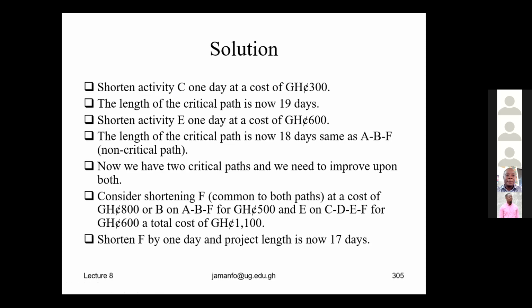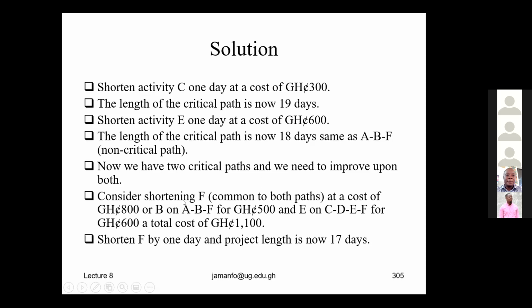Now, look at this. This option here is that we can shorten F, which is common to both paths, or we can decide that, okay, when we pick ABF, the lowest cost is 500, so we shorten B on ABF. And then we come and crash E by another day, because originally E had 2 days and we crash it by 1 day over here.